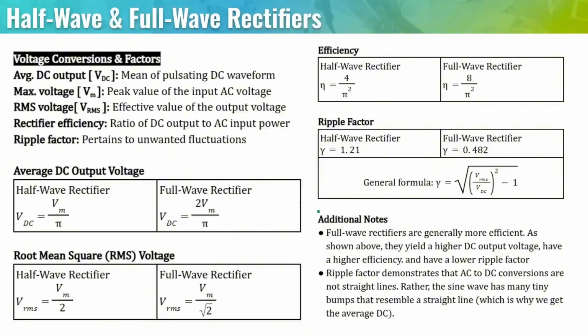Ripple factor demonstrates that AC to DC conversions are not straight lines. Rather, the sine wave has many tiny bumps that resemble a straight line, which is why we get the average DC.